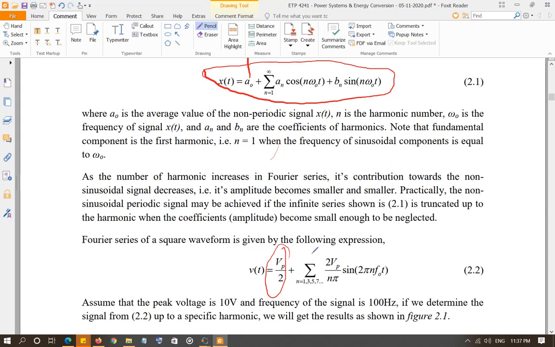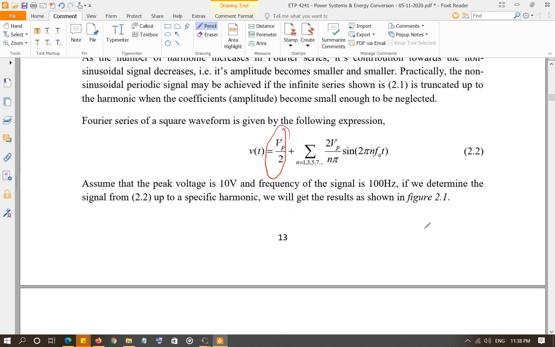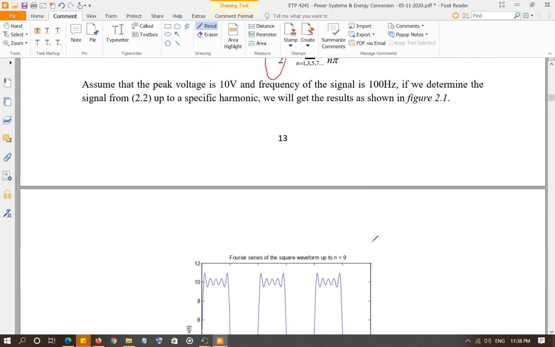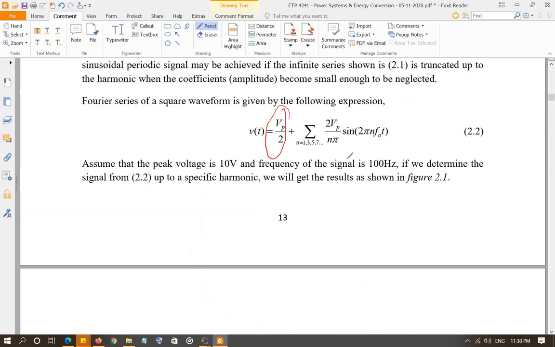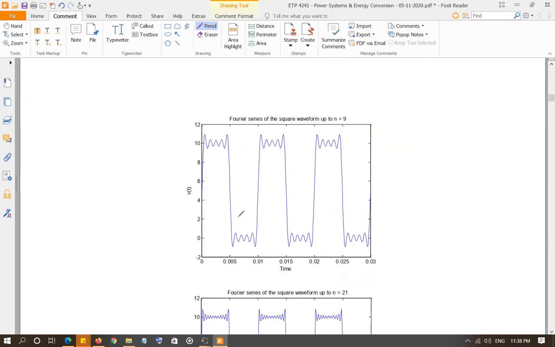So as you plot this equation and you keep adding harmonics, you will see that your waveform becomes more like a square wave. The more harmonics you add, the more squarish the waveform becomes. If you don't add more harmonics, then the waveform will not be as squarish as you want it to be. And then I'm showing you one example: if the square wave peak value is 10 volts and the frequency is 100 hertz, and I add up to the 9th harmonic using this equation and plot it using MATLAB, then this is what you're going to get.